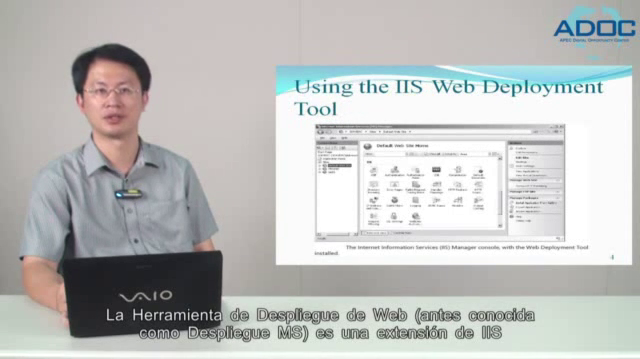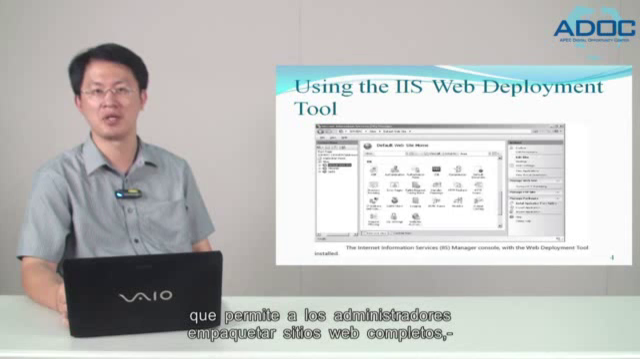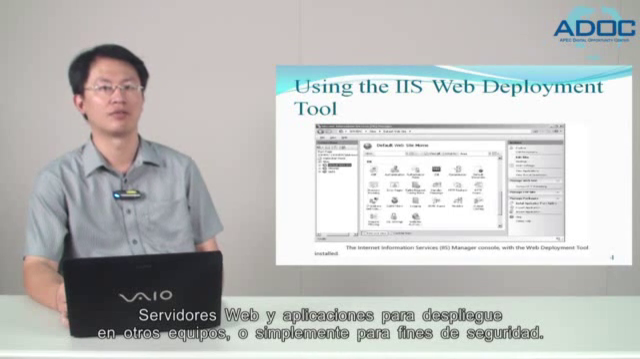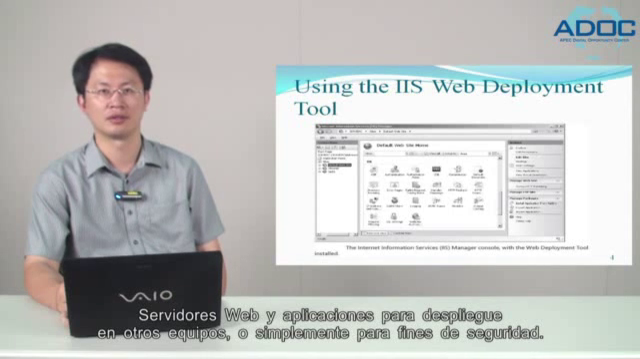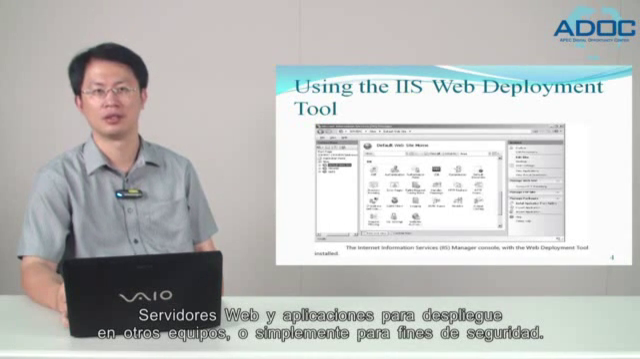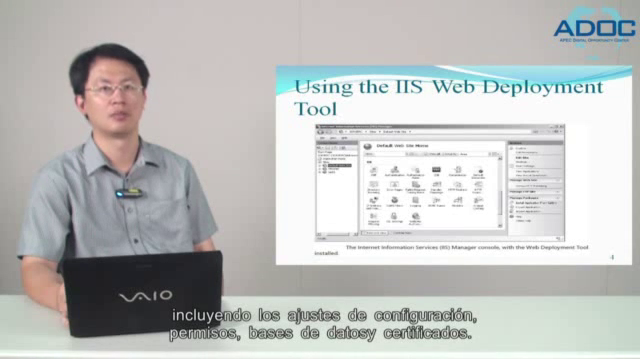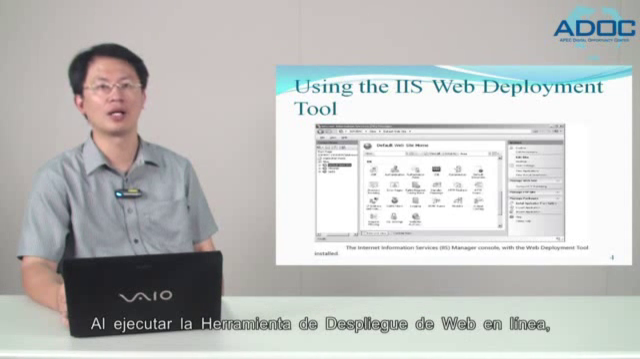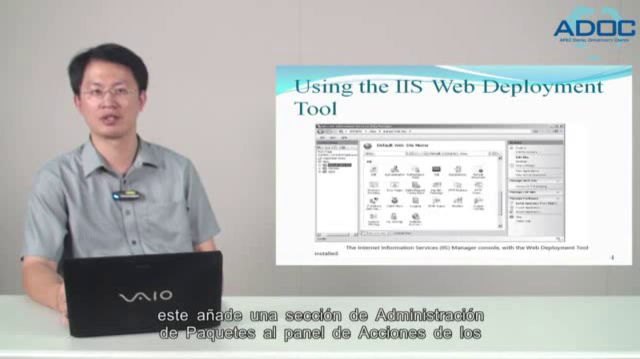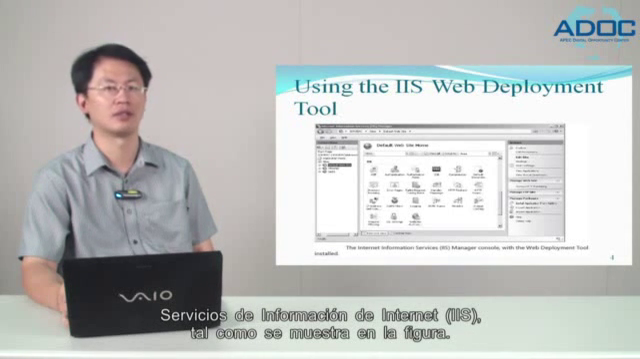The Web Deployment Tools, formerly called MS Deploy, is an IIS extension that enables administrators to package entire websites, web servers, and applications for deployment on other computers, or just for backup purposes. Packages include all the website's contents, including configuration settings, permissions, databases, and certificates. When you run the Web Deployment Tool offline, it adds a Manage Packages section to the Actions pane of the Internet Information Services Manager console, as shown in the figures.